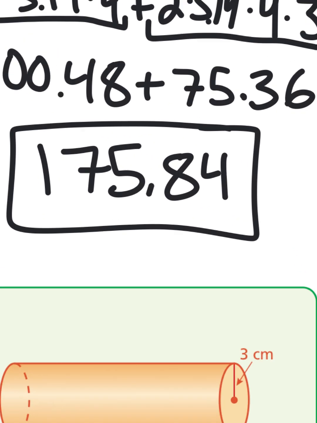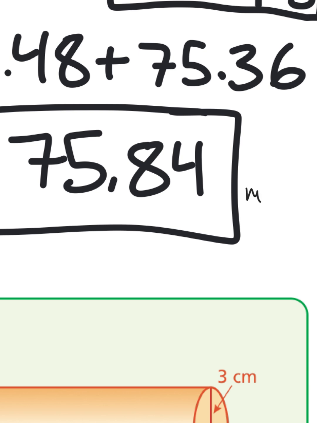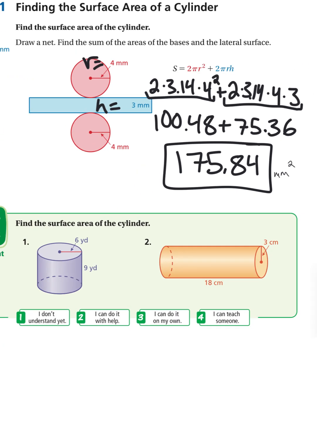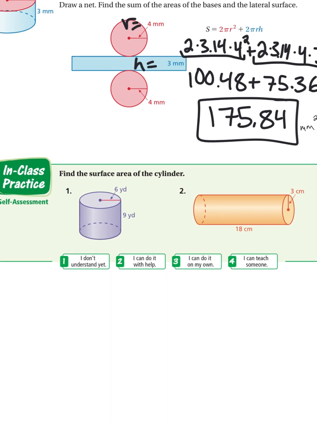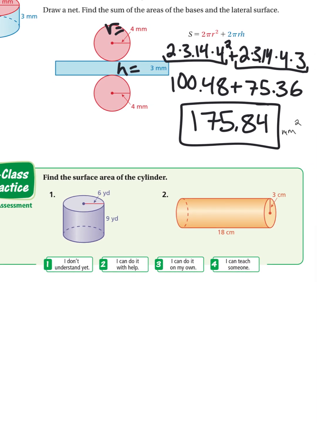When we do surface area, it's the same dimensions as area, so this would be millimeters squared. Area is squared. All right, I want you guys to pause the video, see if you can try these 2 at the bottom, and then play it back to see if you got it right.